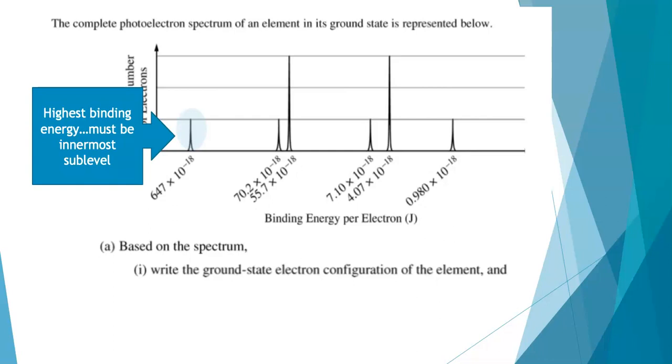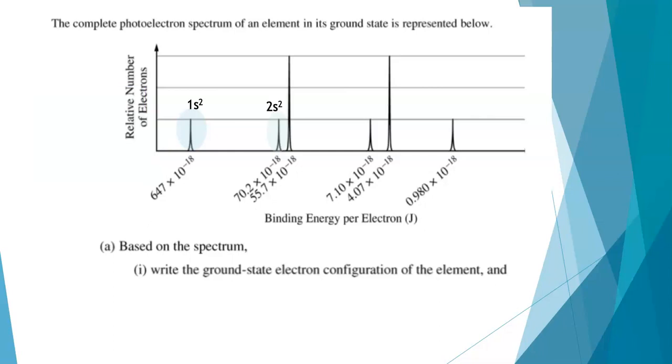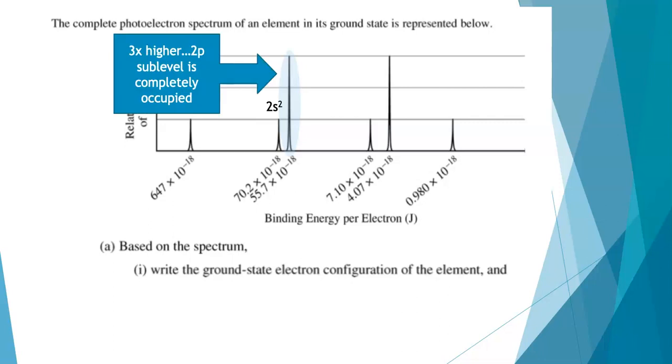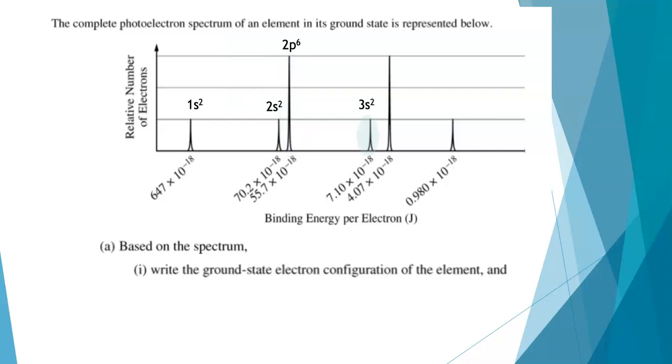And of course, that would be the 1s sublevel. And since it's complete and it's in its ground state, that sublevel is completely filled. So that peak corresponds to the 1s2 sublevel. It's completely filled. The next peak over has the same amplitude, so it must also be an s sublevel. That would be our 2s sublevel. And then the peak next to that, you'll notice, is 3 times taller in terms of its amplitude. That must be a p sublevel, and it's also completely occupied. So that is 2p6. Next, we've got our 3s2, followed by 3p6, and then finally 4s2.